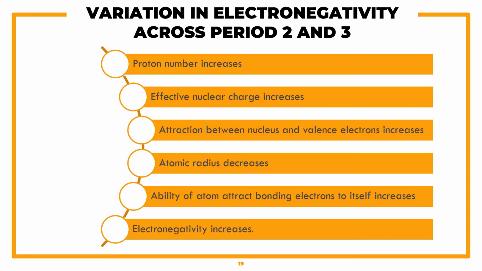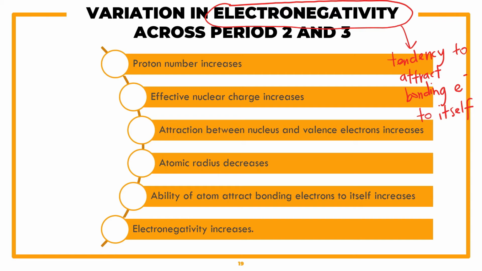Now, let us study the variation in electronegativity across period 2 and 3. But before that, let's recall what electronegativity is. Electronegativity is the tendency to attract bonding electrons to itself, keupayaan untuk menarik bonding elektron ke arah dirinya sendiri. So, we should expect that an atom that can attract bonding electrons towards itself well will have increased electronegativity.